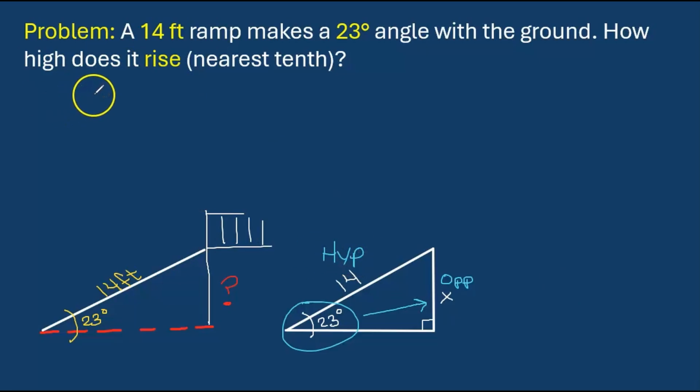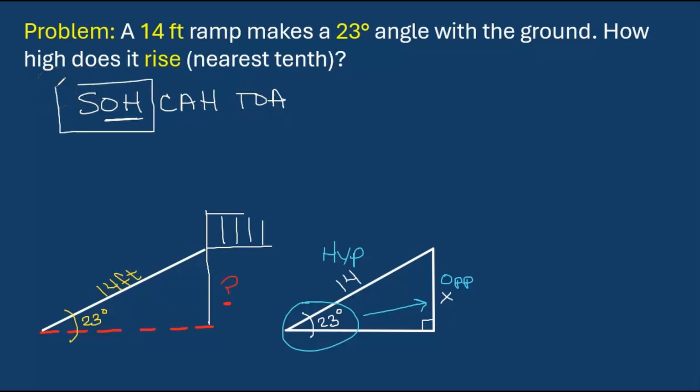Remember from SOHCAHTOA, if we're given opposite and hypotenuse, that's how we know we're going to use sine. So this is the trig function I'm going to use. So I start by saying sine of 23 equals opposite over hypotenuse. So x over 14. And again, now I just need to solve for x.